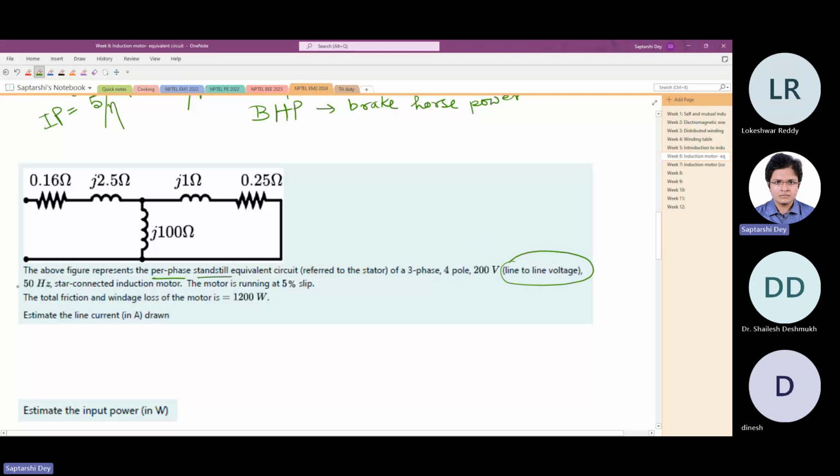Okay, 50 hertz star connected induction motor. The motor is running at 5% slip. Friction loss is given. Estimate the line current drawn.